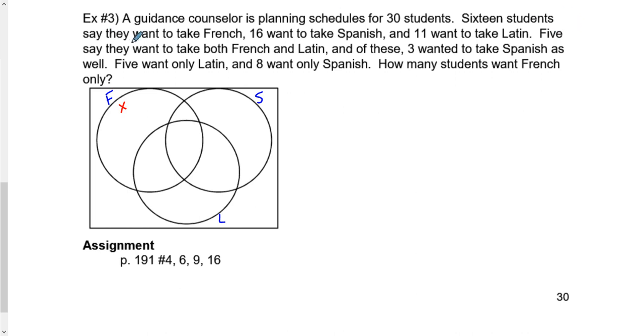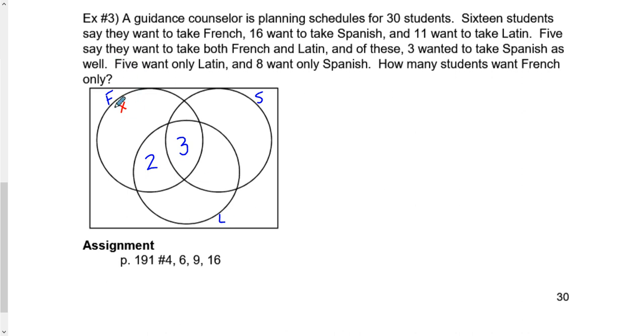5 say they want to take French and Latin. So French and Latin would be this circle, or this intersection. Oh, but the next line helps us with the rest. 3 wanted to take Spanish as well. So if this entire intersection here has to be 5, and 3 want to take Spanish, that means 3 want to take all 3. Which means that there'd be 2 left that only want to take French and Latin.